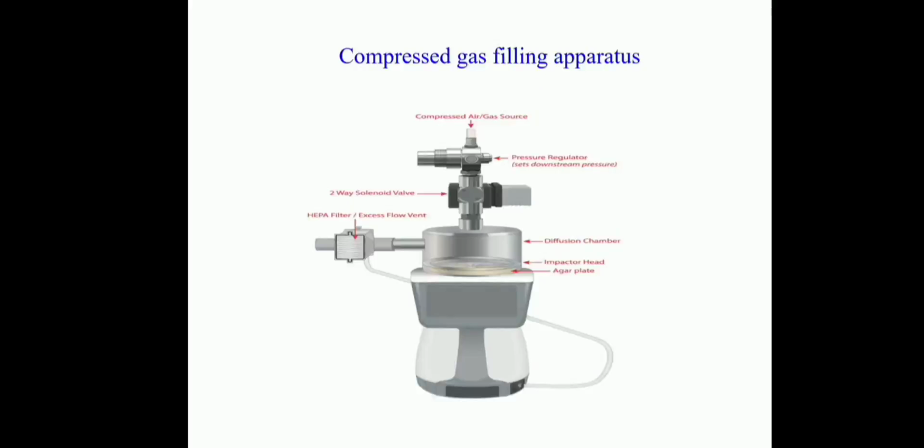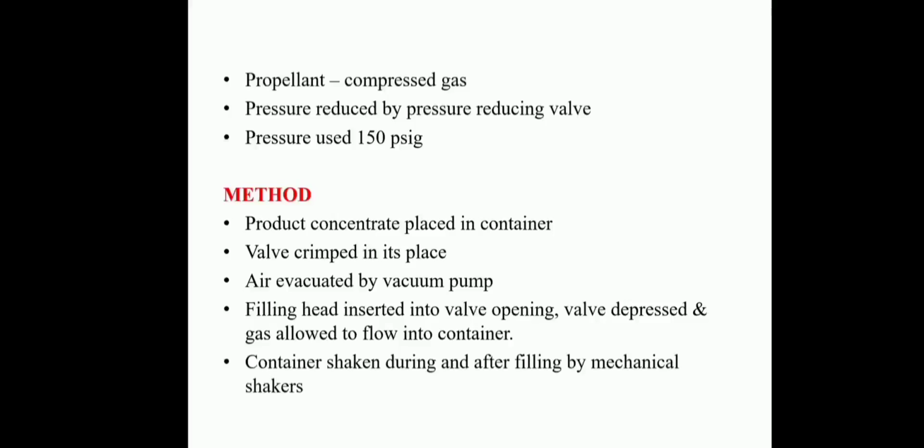Third one is the compressed gas filling apparatus. The propellant used in this apparatus is compressed gas. Pressure is reduced by pressure reducing valves. A pressure of 150 psig is used in this apparatus. Method: product concentrate is placed in the container. Valve is slipped in its place. Air is evacuated by a vacuum pump. Filling head is inserted into the valve opening. Valve is depressed and gas is allowed to flow into the container. The container is shaken during and after the filling by a mechanical shaker.